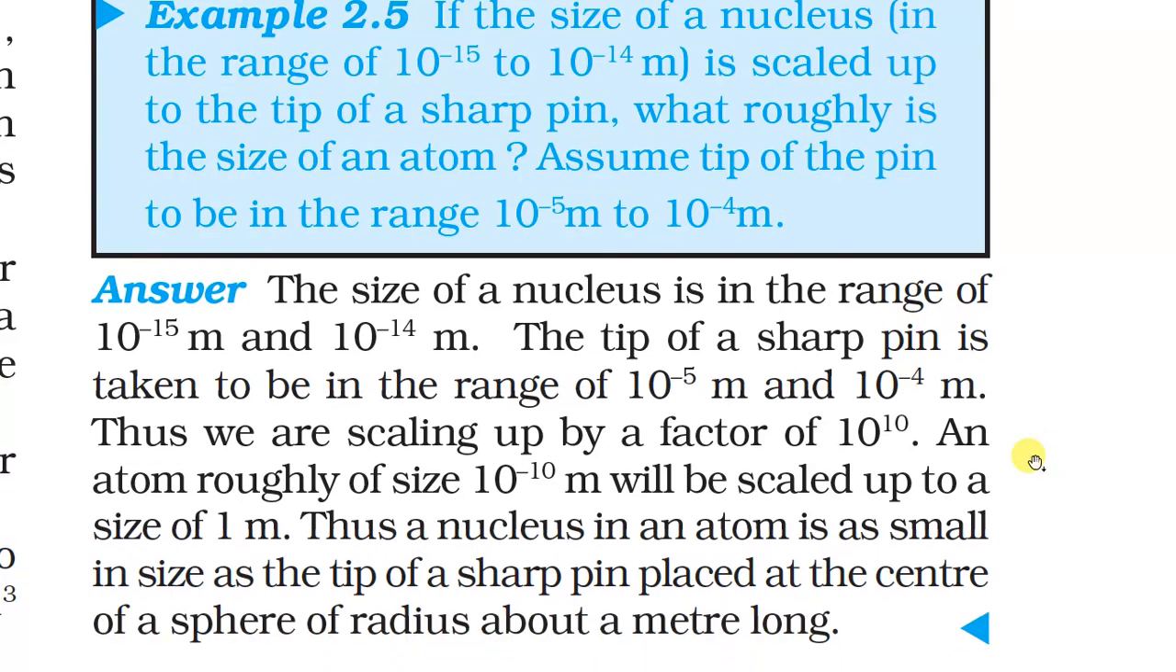The size of a nucleus is in the range of 10^-15 meter to 10^-14 meter. The tip of a sharp pin is taken to be in the range of 10^-5 meter to 10^-4 meter. Thus we have scaling up by a factor of 10^10, and the atom size of roughly 10^-10 meter will be scaled up to a size of 1 meter. Thus the nucleus in an atom is as small as the tip of a sharp pin placed at the center of a sphere of radius about a meter. This is the theoretical answer.